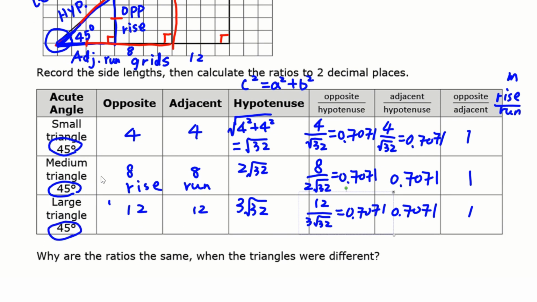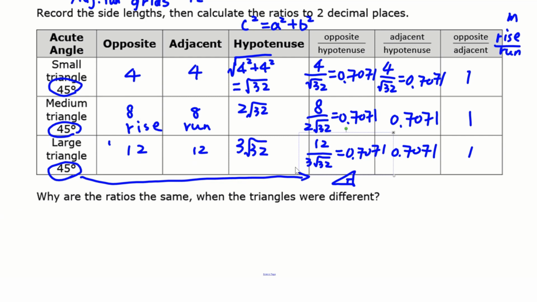So the mathematicians found out that as long as in a right angle triangle this angle is the same, then the ratio will be the same. So in future, we are just going to use 45 degrees corresponding to this 0.7071 for opposite over hypotenuse, and adjacent over hypotenuse is this one, and opposite over adjacent is 1. It's true for all 45 degree right angle triangles. It doesn't matter what the size of that right angle triangle is.